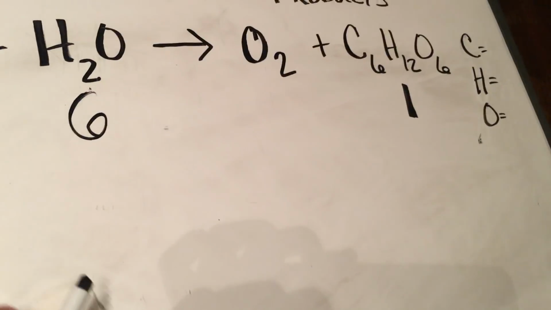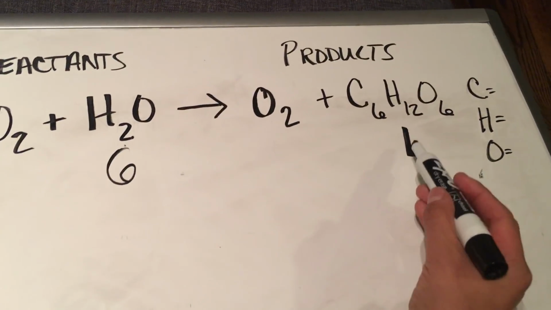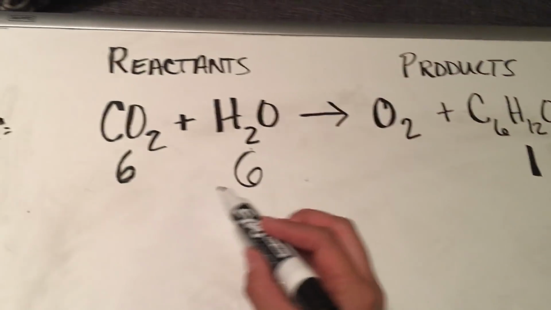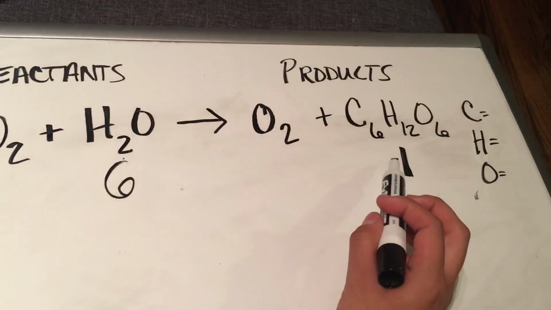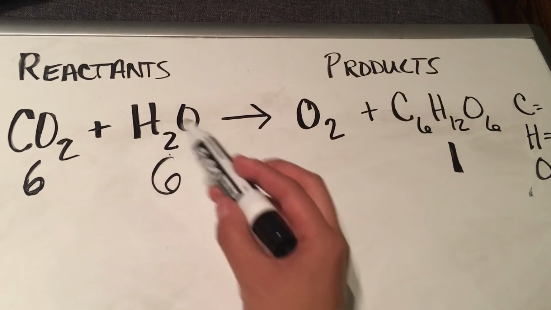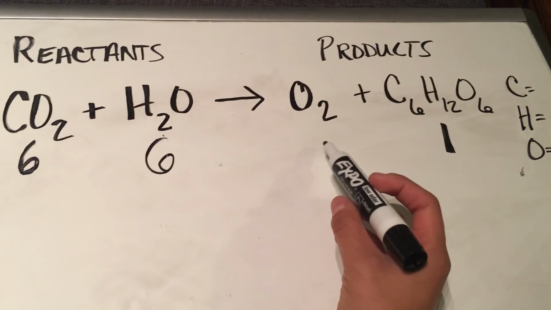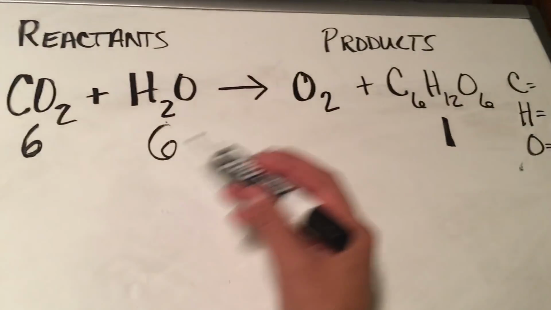Okay? I know this looks kind of complicated, but I swear it'll make sense, okay? So we have 6 carbon, 12 hydrogen. 6 times 2 is? That's right, 12. So we have 12 hydrogen now, okay? And if you want, you can write these down on the sides.